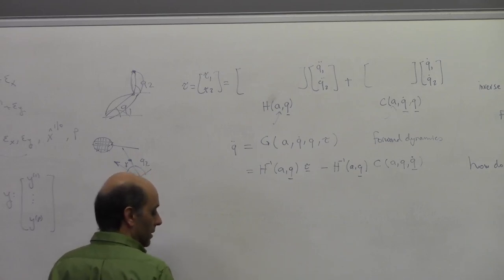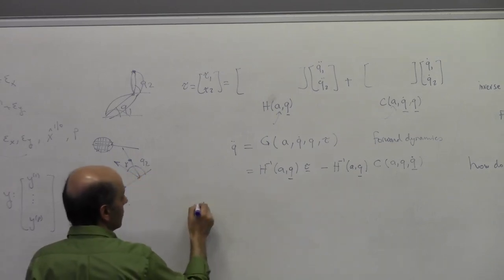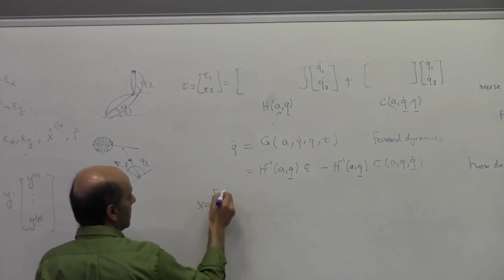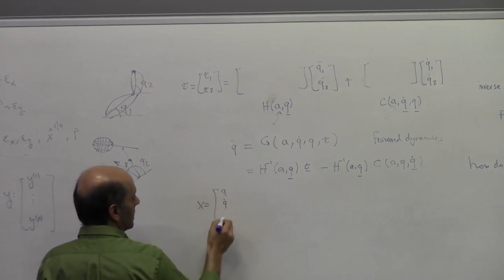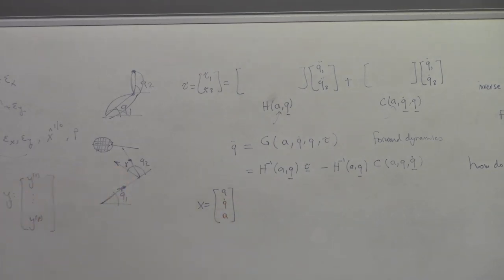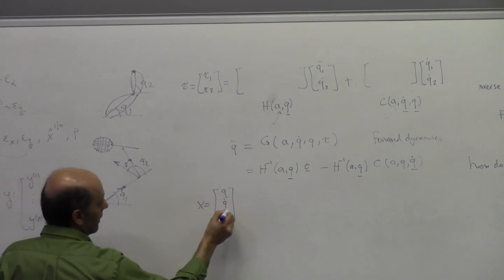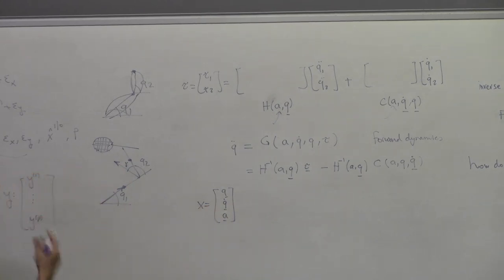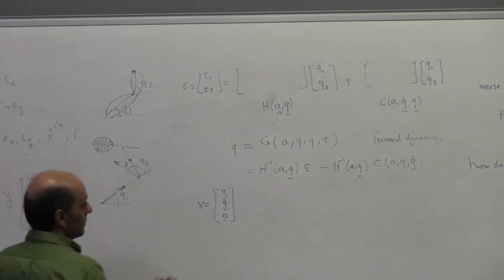I have some estimate of the state. So what is state here? Let me write x as the state. It is position, it is velocity, it is A. This is what I mean by state. And this is a vector, this is a vector, this is a vector. And so I have some estimate of the state, I have some x hat.